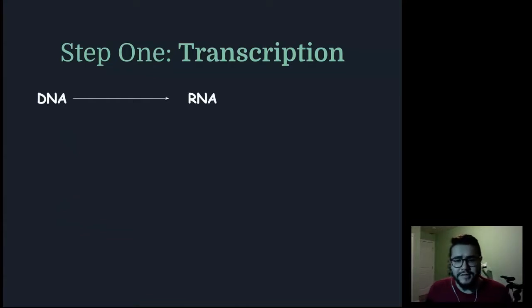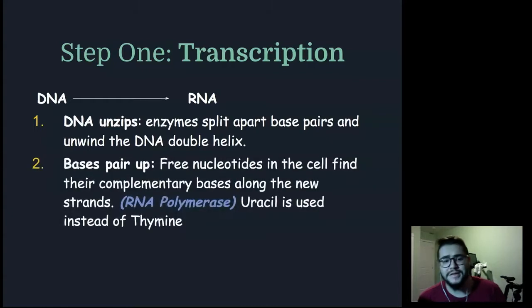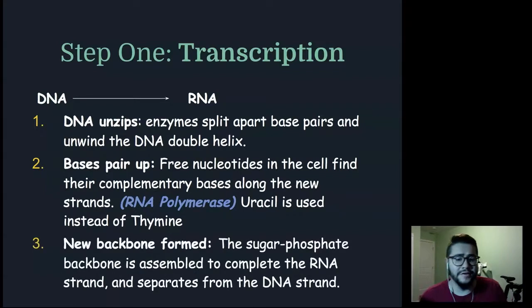So here's step one of protein synthesis, DNA to RNA. It's got steps. If you remember the steps of replication, it's pretty similar. The first step of replication is that DNA unzips. Similar here, DNA unzips. Then RNA polymerase attaches to the DNA strand and pairs up free nucleotides, similar to how DNA polymerase would have worked. But RNA polymerase makes RNA instead of DNA. And then a new backbone is formed on the end of it with sugar and phosphate.